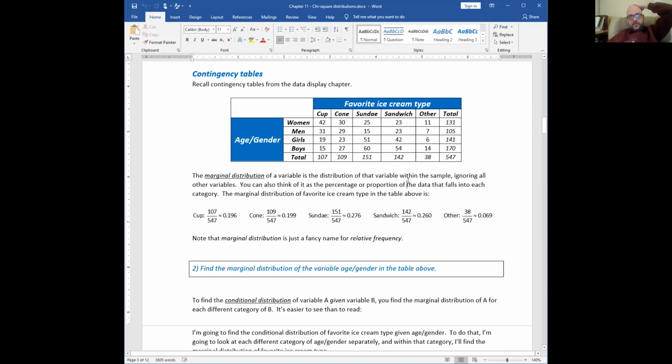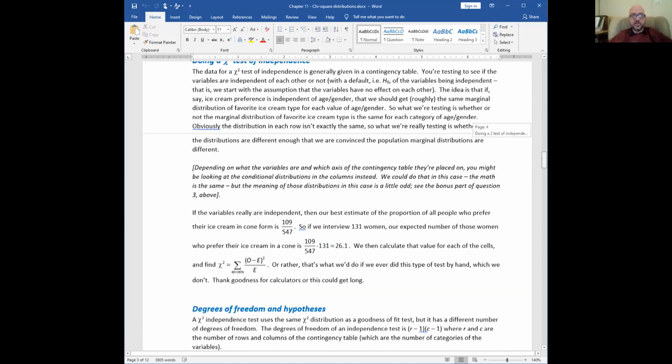We're expecting that the number 42 out of 131 should be about the same as the number 107 out of 547. Now, the way we calculate that, I explained it all in text down here. It might be a little bit easier to see.